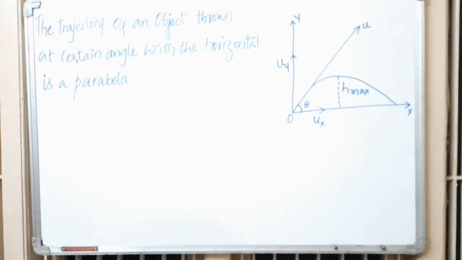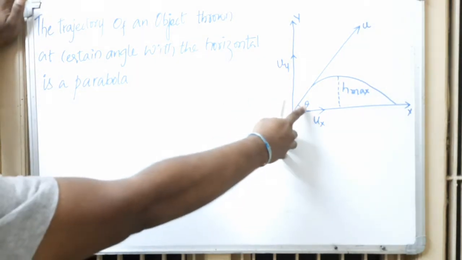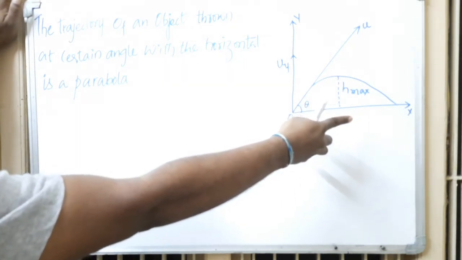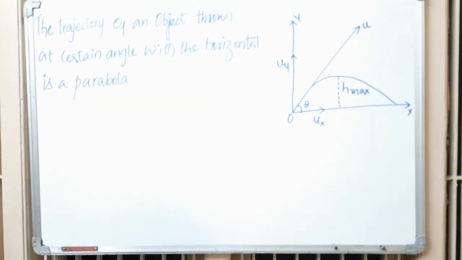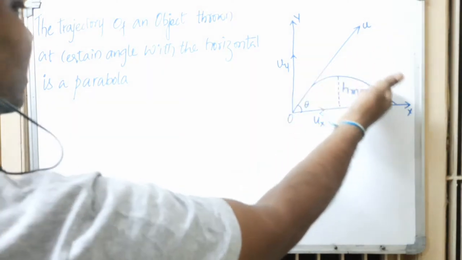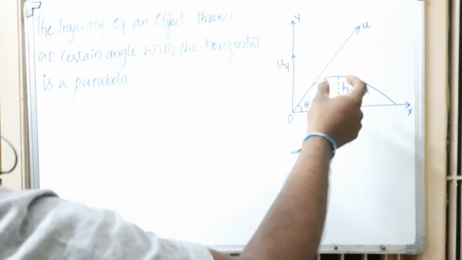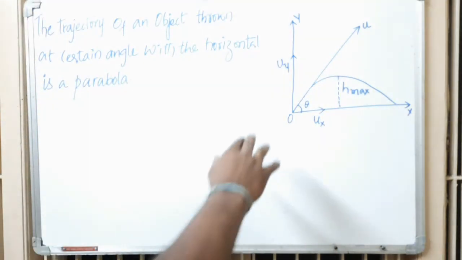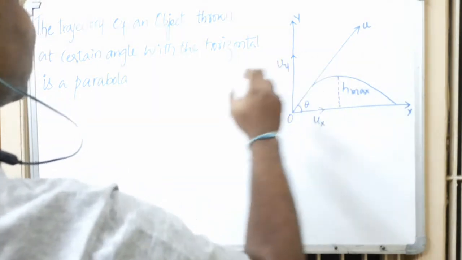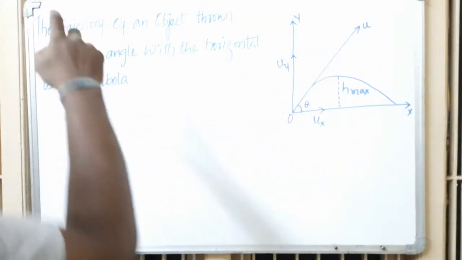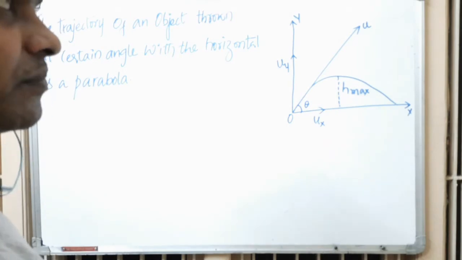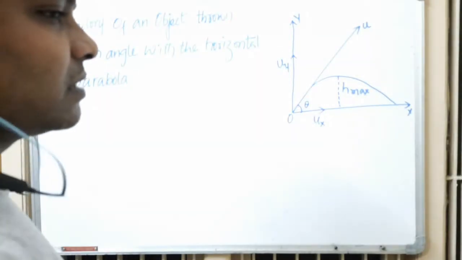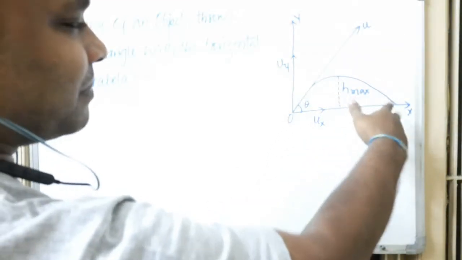So let us discuss the topic. A body thrown into the air at an angle theta with the horizontal is called a projectile. Whatever object you have thrown, that object is called a projectile when it makes an angle theta with the horizontal. And the path followed by it is called the trajectory path. Clear? For example, we take a stone and throw it upward. What will happen? It will take a parabolic path.